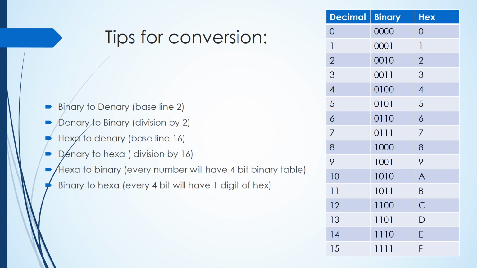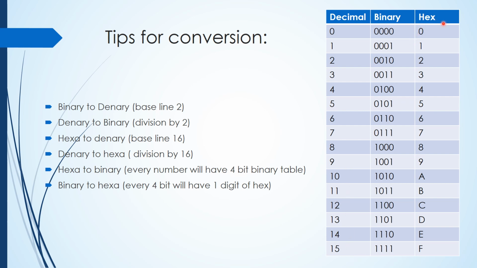So here are some tips for conversion. First of all, you have to memorize this table, right? Zero's binary is all zeros and the hex number is 0. 1 and 1, 2 and 2. Hex and decimal are almost the same. Up to 9 is the same, but from 10 in decimal, in hex we represent A, B, C, D, E, F, and in decimal we represent 10, 11, 12, 13, 14, 15.